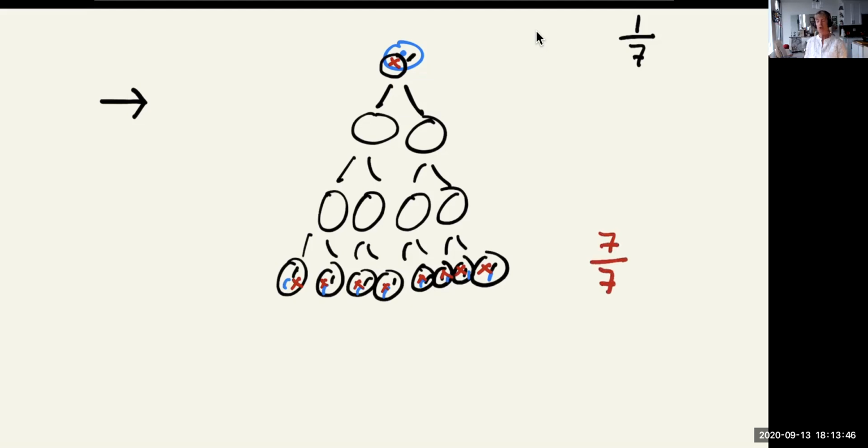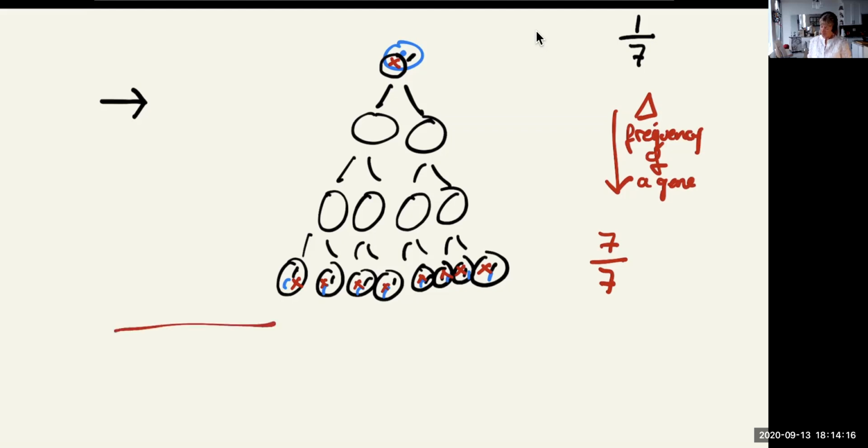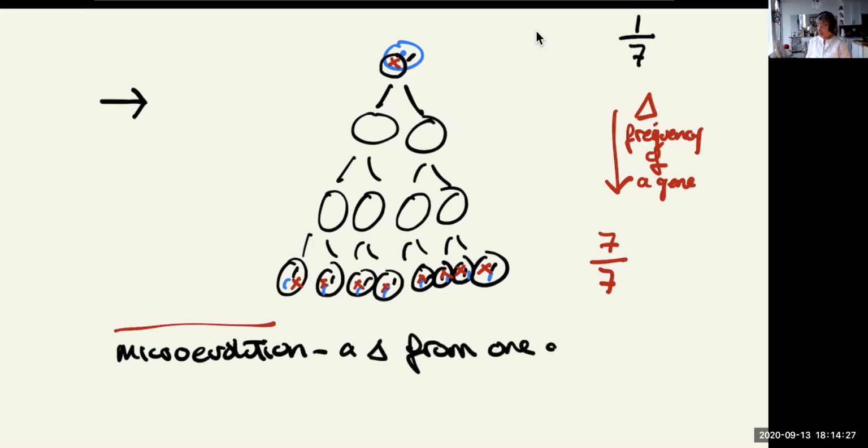Through this short time period, it happens very, very fast with bacteria because they multiply so quickly. Now we have changed the frequency. That little diamond indicates changed frequency of a gene. In this case, one particular gene, but many genes may change in frequency from generation to generation. So microevolution is a change from one generation to the next.